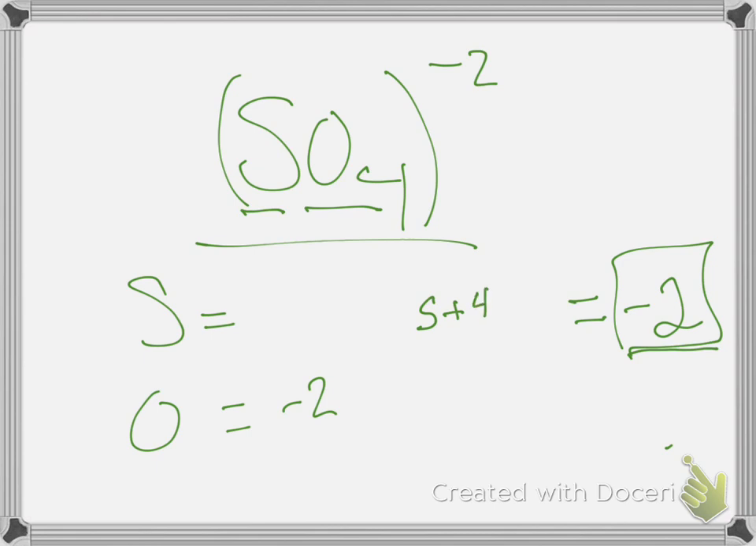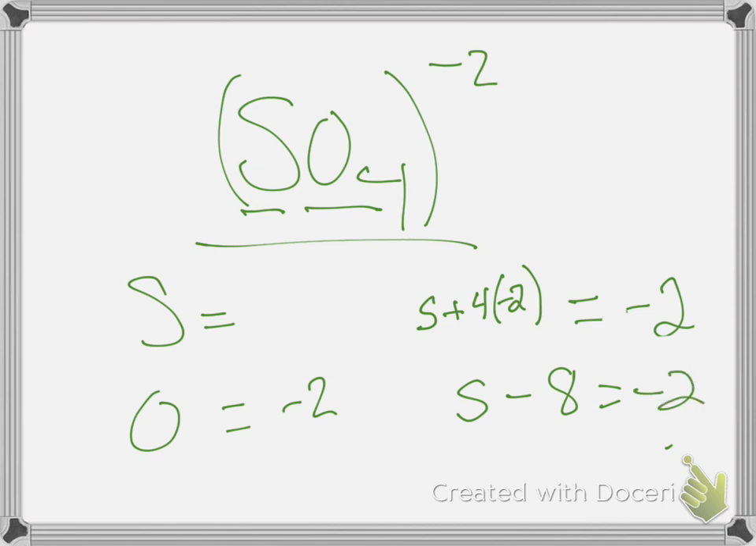Sulfur plus 4 oxygens, each has a -2, has to equal -2. Sulfur minus 8 equals -2. What does sulfur have to be? What does sulfur have to equal? +6, right? So in sulfate, that sulfur carries a +6 charge. Do y'all understand why we set it equal to -2, right? That's kind of the new little curveball for today.